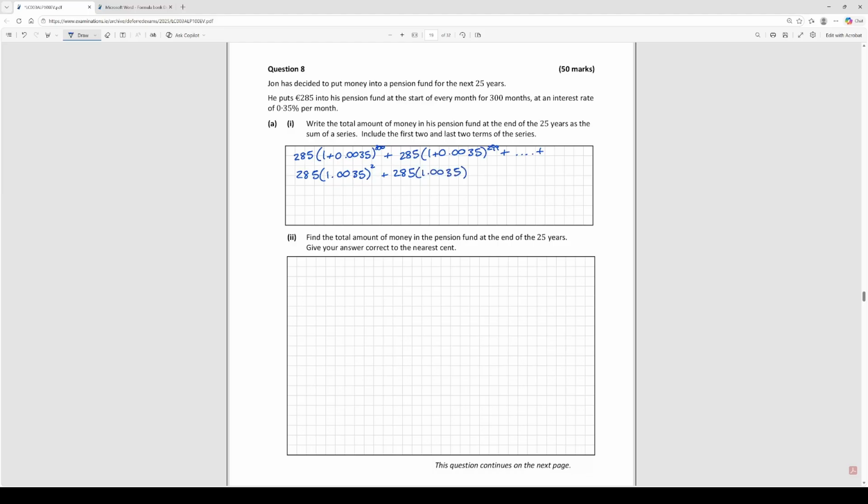Find the total amount of money in the pension fund at the end of the 25 years. This is very similar to one of the mock exams, bizarrely.